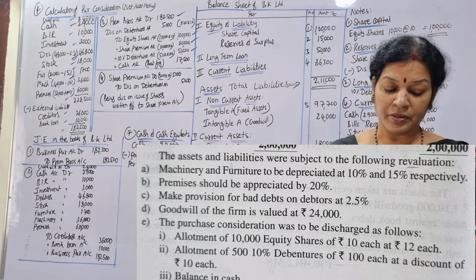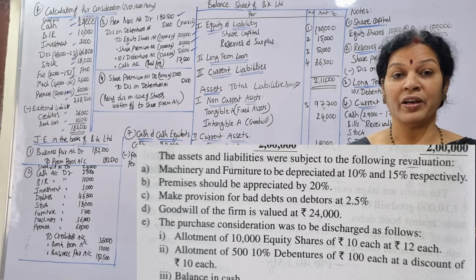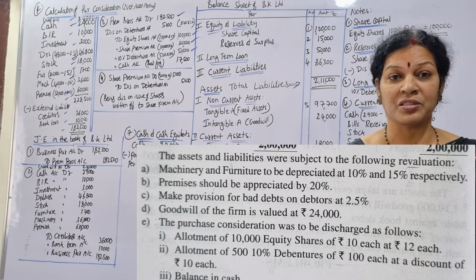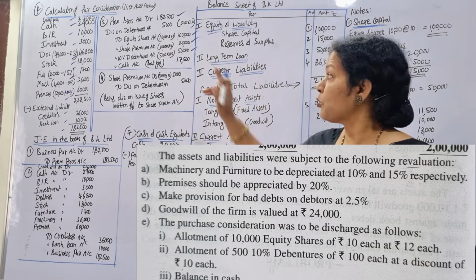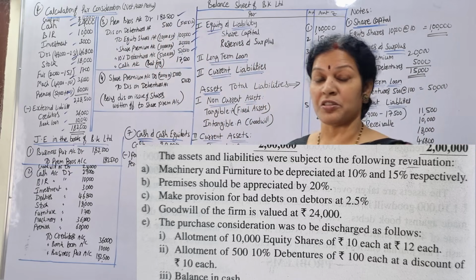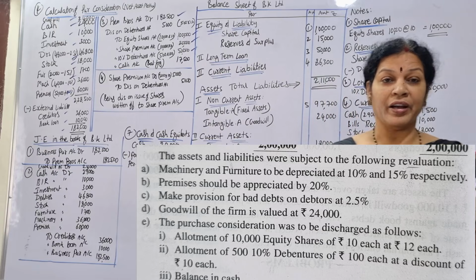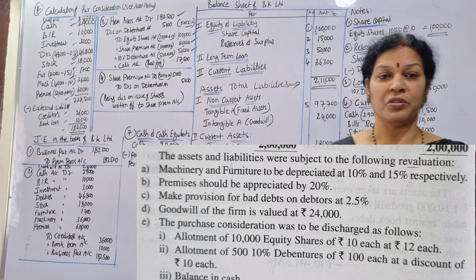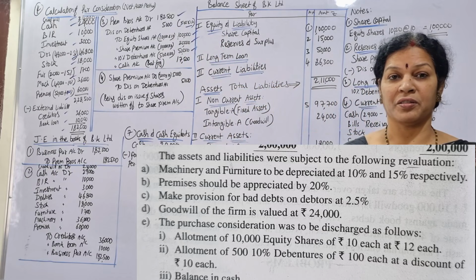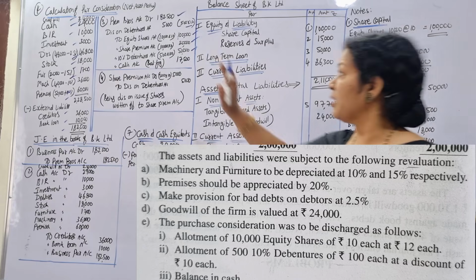Allotment of 500, 10% debentures, 100 rupees each at a discount of 10 rupees. We are giving a discount. Discount is a loss. So all the losses will be on the debit side of the same entry. So we have written discount on debentures. How much is there? 500 into 10 rupees, 5,000 we have written on the debit side.